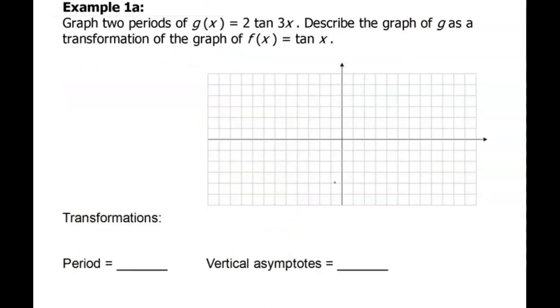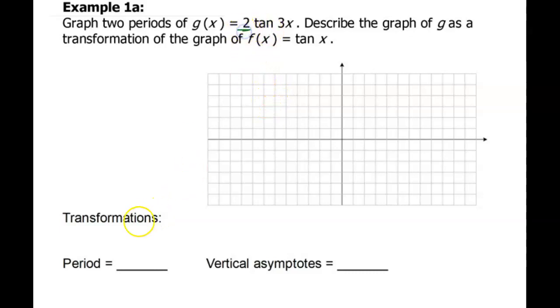So we're going to use these in our next couple of examples. All right, so let's look at example 1a. We want to graph two periods. I don't need you to graph all 85 of them. We're going to graph 2 tangent of 3x, and we're going to describe the graph as a transformation from the parent function tangent of x. Let's do our transformations first. We've done this a bazillion times this semester, so you should be familiar with it.